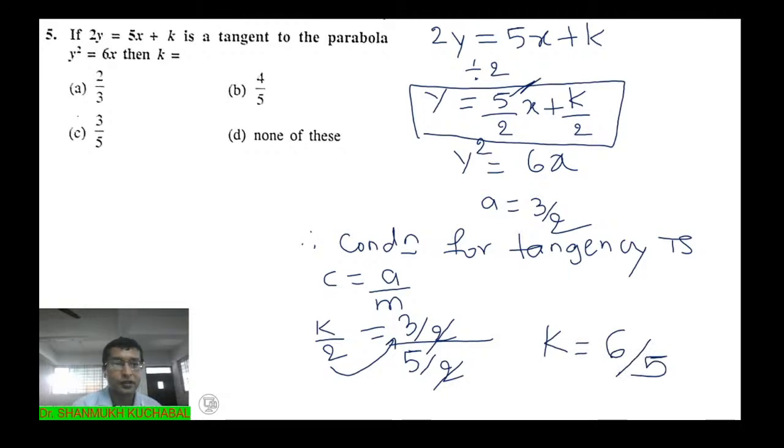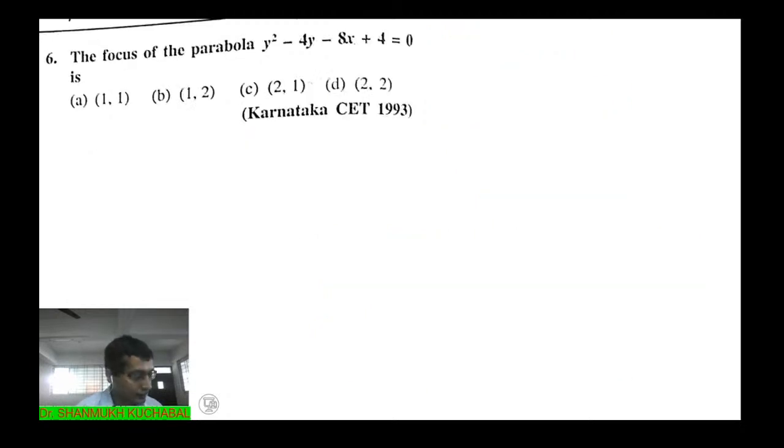Therefore, this option is not there in A, B, C. Therefore, the right answer is none of these. Okay. So next, the focus of the parabola y square minus 4y minus 8x plus 4 equal to 0 is.